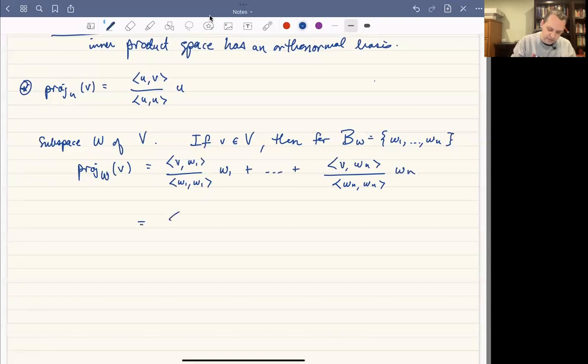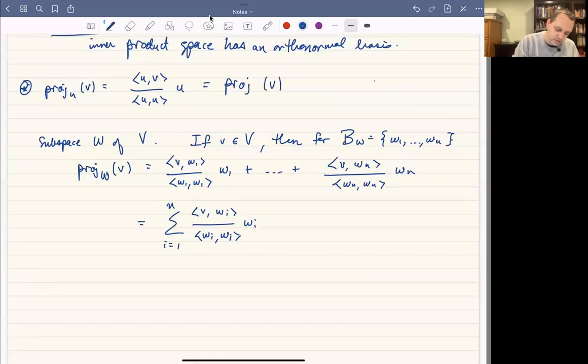Or if you want to write it more succinctly, and this is how I'll think about it in the future, it's just the sum from i equals 1 to n. This is just a notation thing. The inner product of v with Wi divided by the length of Wi squared times the vector Wi. So this is the projection of v onto the space W. And it turns out that the projection of v onto a vector u is the same as the projection of v onto the space W, where W is just the span of that single vector u. These are all capital W's.